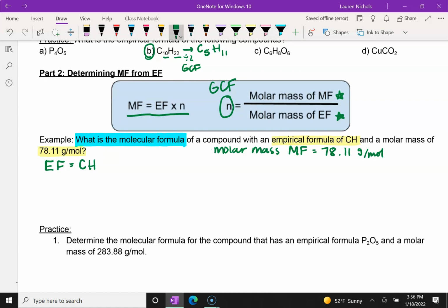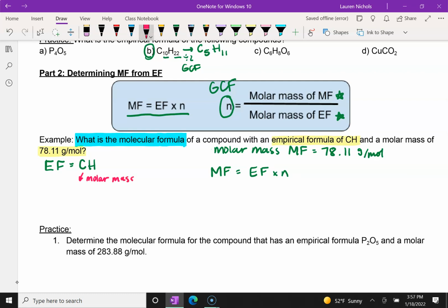That's what we're trying to figure out. We know that our molecular formula is equal to our empirical formula times N. And N is the molar mass of our molecular formula divided by the molar mass of our empirical formula. We have the first one. We don't have the second. So what we need to do is figure out its molar mass.